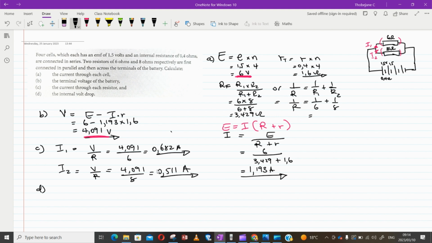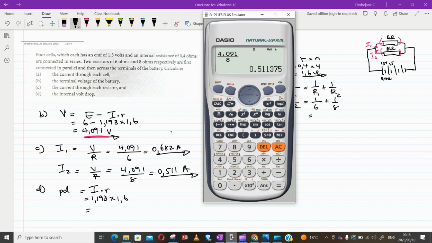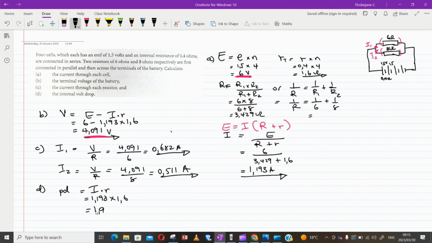Now the last question, number D, says calculate the internal volt drop. What is the internal volt drop? It's the potential difference. The potential difference between the EMF and the terminal voltage will be given by I times R, which is 1.193 multiplied by 1.6. Now we are calculating that value. This will give us 1.91 volts.